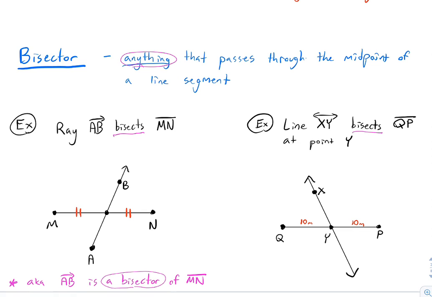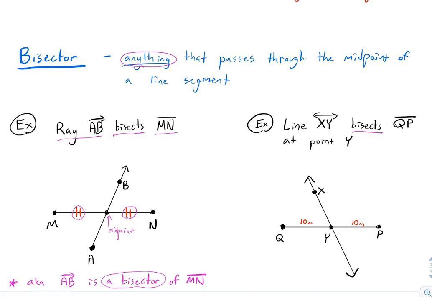So bisects really means cut into 2 congruent parts or 2 equal parts. So ray AB bisects NN, and I can tell from the picture. I can see these 2 lengths are congruent, so this must be the midpoint. And if AB goes through the midpoint, it's cutting into 2 equal parts, so AB, that ray does bisect.